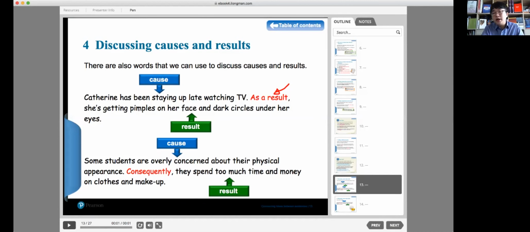Okay, and another example, look at example 2 here. Some students are overly concerned about their physical appearance. So this is the reason. Maybe you are one of them. You're overly concerned about your physical appearance, then what's the result? What's the result? So we use a connective called consequently. Consequently, to talk about the result.